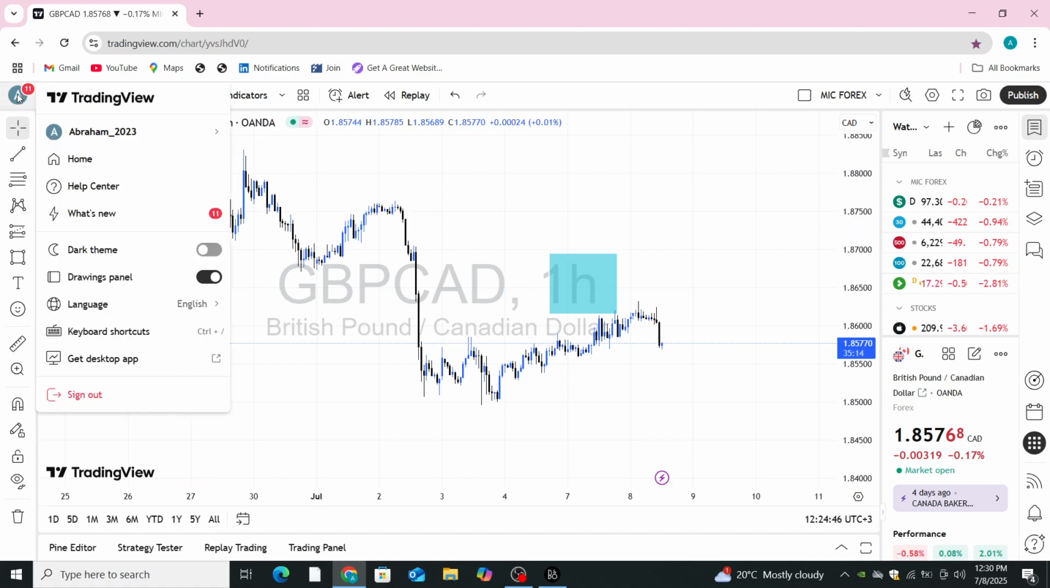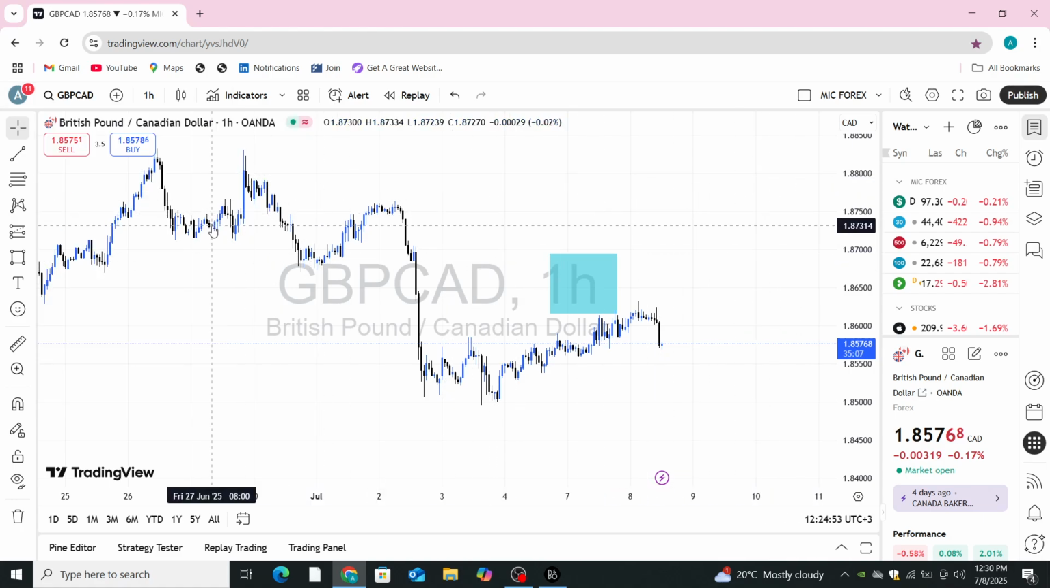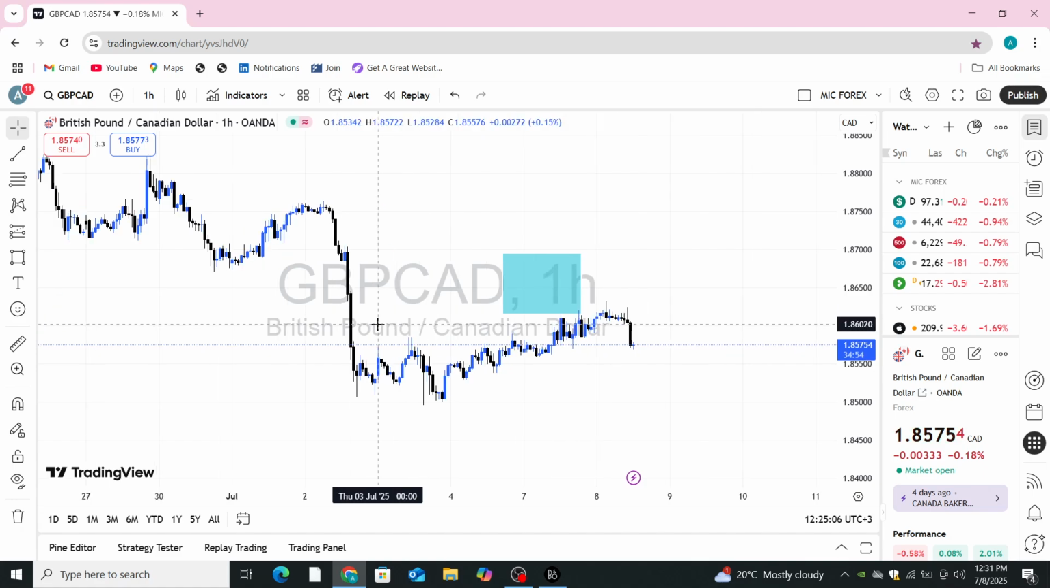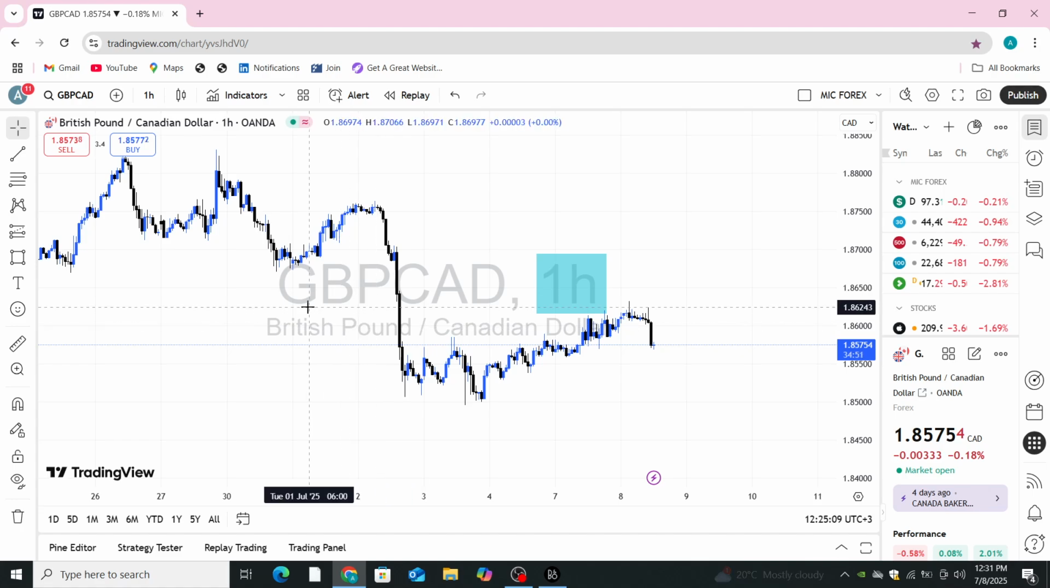For example, if you can see here, this is my name, this is my account. Then you can access something like this. Normally the default setting is green for the bullish candles and red for the bearish candles. For those who don't know what bullish and bearish mean, we'll be going into that sometime later. I think you're still in this video because this one is purely an introduction to forex, so we'll be covering all those terminologies.